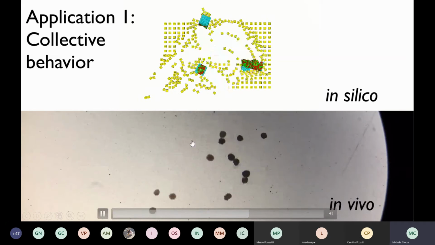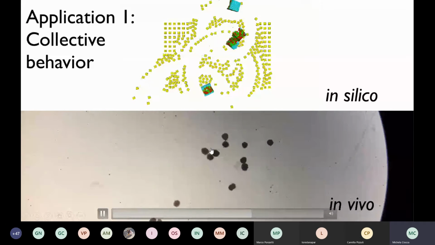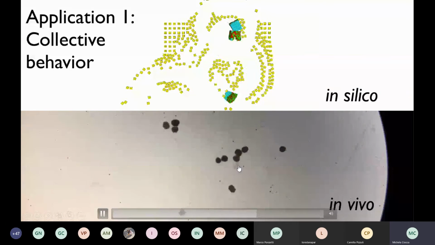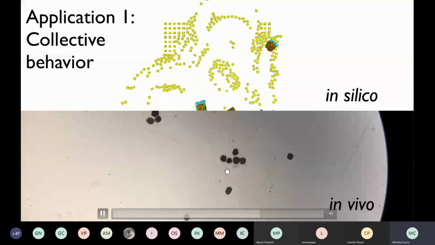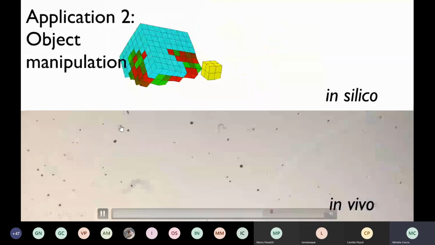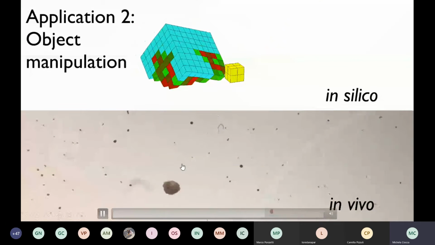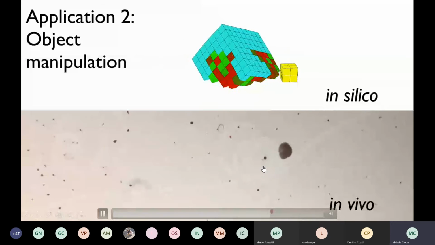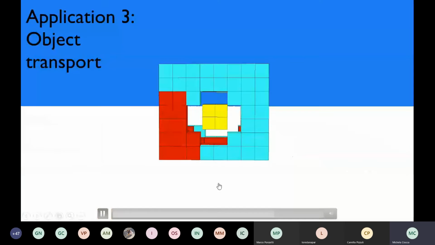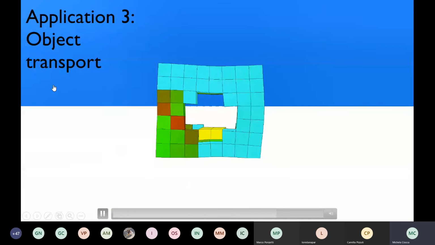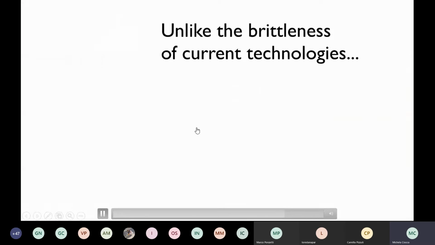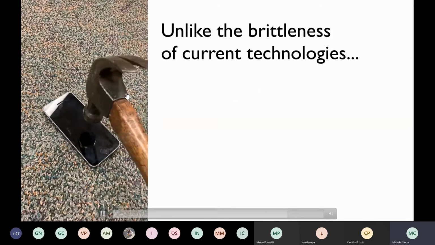For the first application, this is a video in which we can see a collective behavior. So these organisms can move and can circle alone, or can touch each other and circle together, as you can see here or here or here. And for the object manipulation, they use some debris. And as you can see here, these organisms can move the particles. They also try to transport objects, but only in silico. And this is the future shape that they want to try to build.